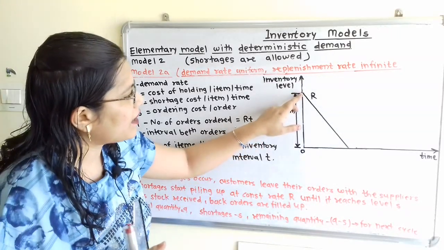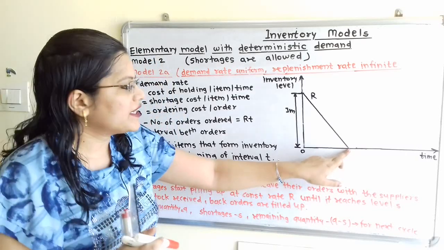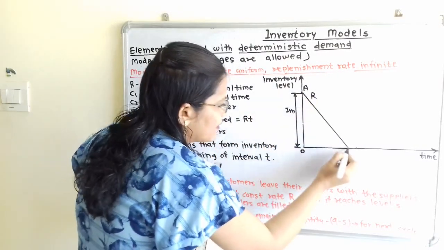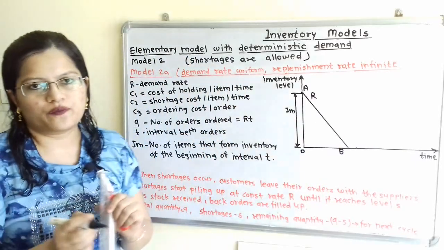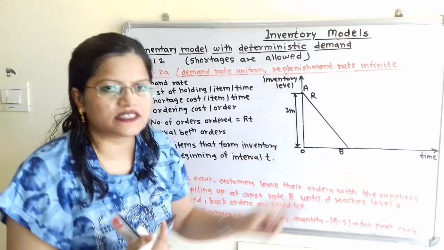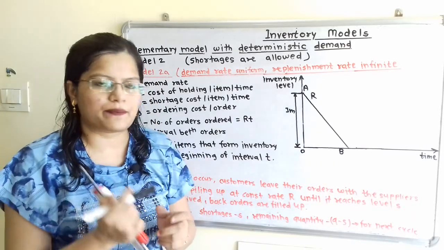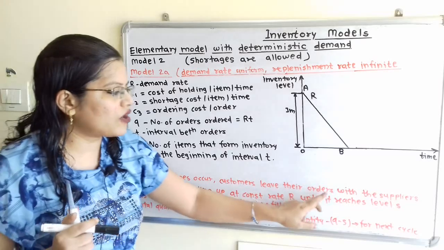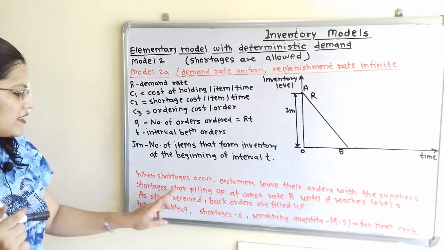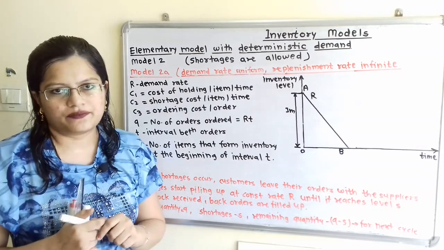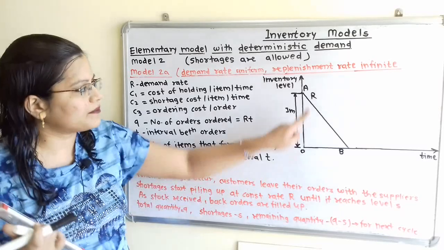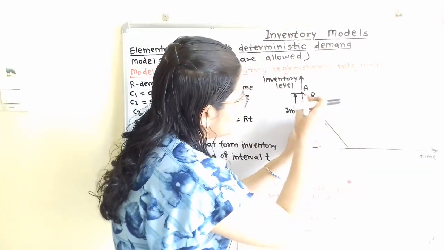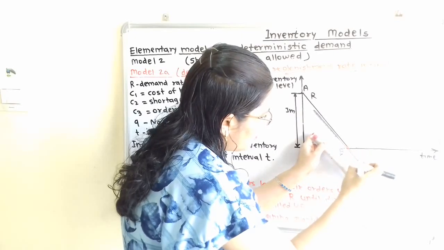If we observe, the demand rate continues and at this point it becomes zero. So we will consider here, up to point A, inventory IM is there, and at this point B, inventory becomes zero. From this point, shortages start or shortages occur. So when shortages occur, that is at point B, customers leave their orders with the supplier, and shortages start piling up at constant rate R. So we have to show the shortages at the same rate R. That is, we have to continue this slope R. So I will continue, because we have to extend this inclined line up to a particular point.